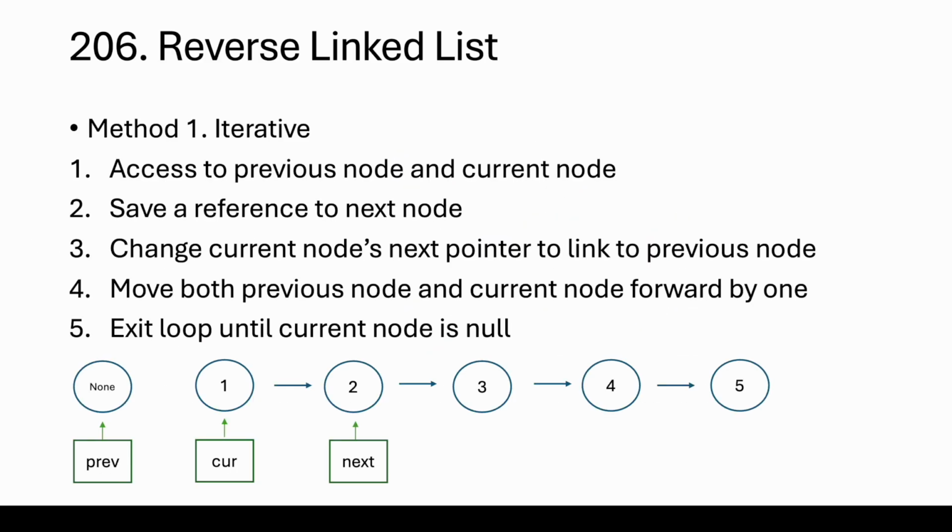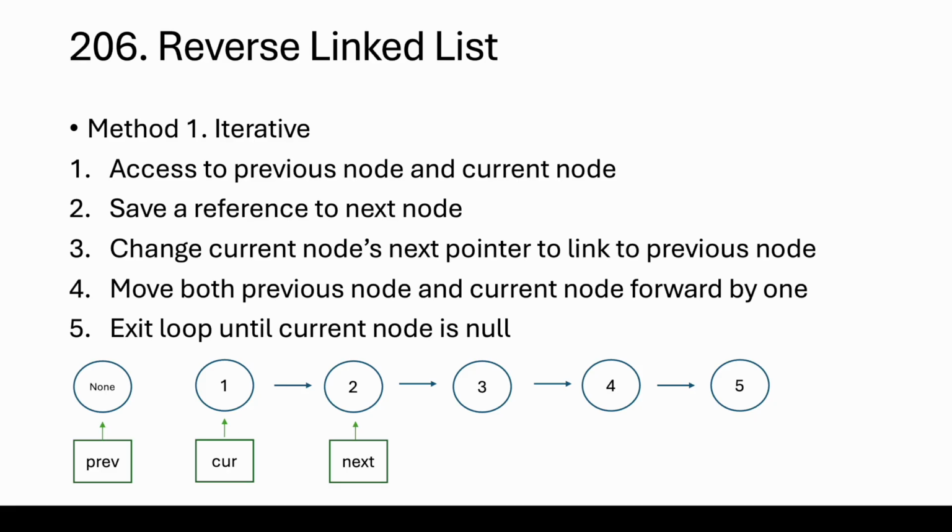We can use the iterative method. Step 1, we access the previous node and current node. Step 2, we save a reference to the next node. Step 3, we change the current node's next pointer to link to the previous node. Step 4, we move the previous node forward by 1, and then we also move the current node forward by 1.